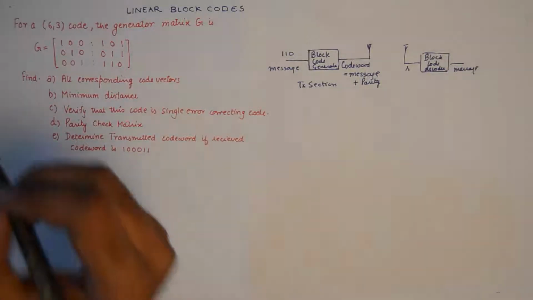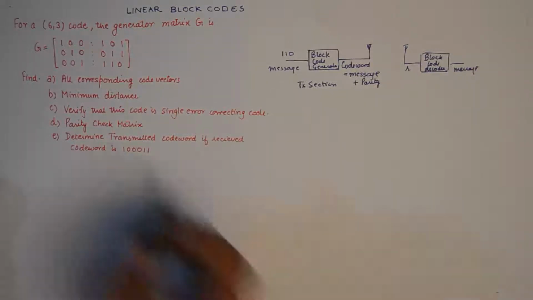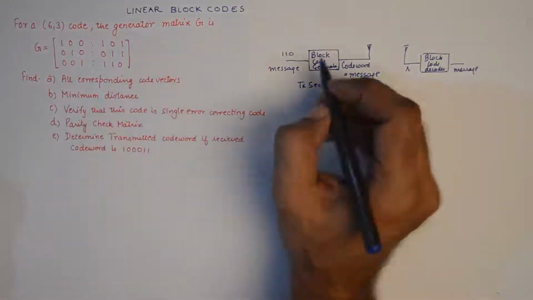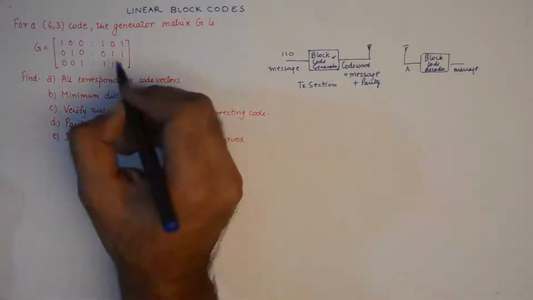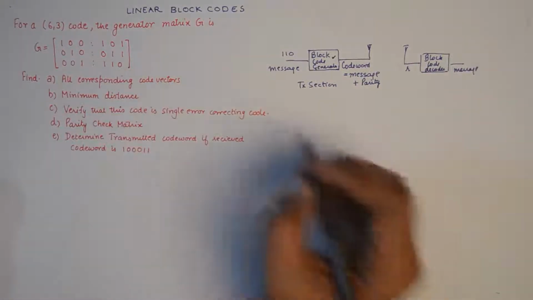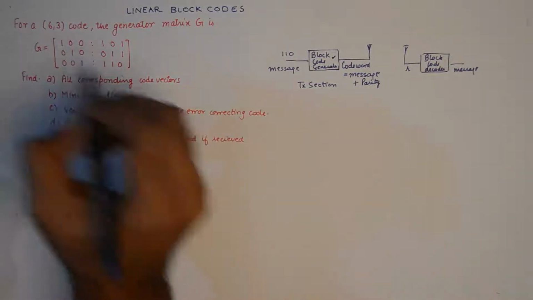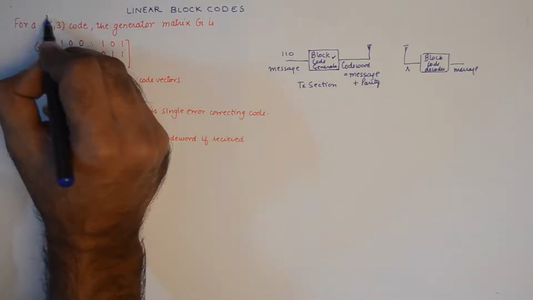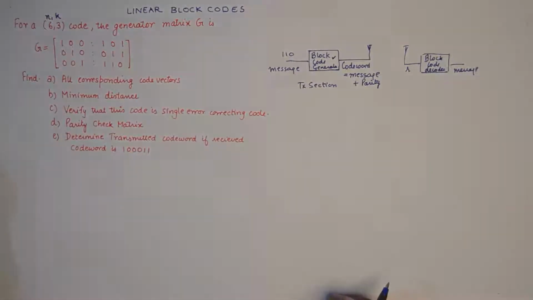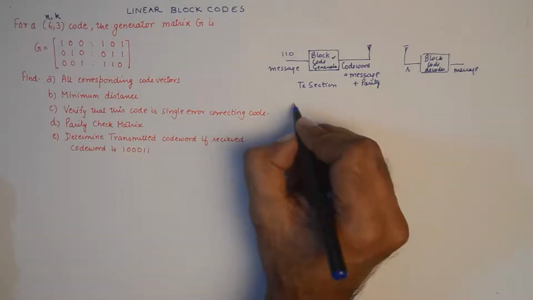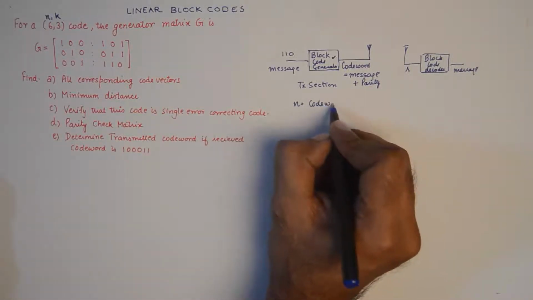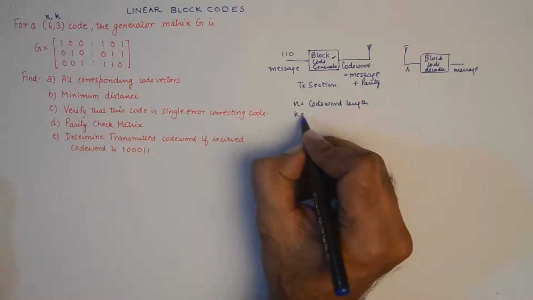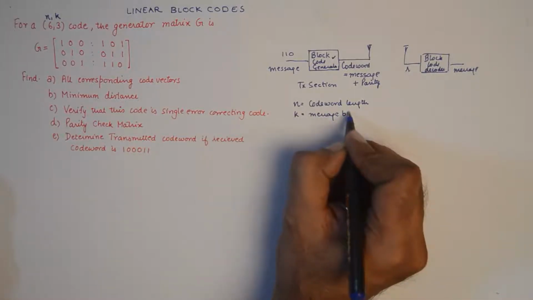For example, if we look at this question, it will be more clear. It says for a 6,3 code, the generator matrix is, of course the generator matrix will be here, which will generate the code word from the message using this generator matrix. But now the fact of the matter is that if you look at this information given in the question, you'll find the values of n and k here. Now in every question you'll find the value of n and k, where n is the code word length and k will be the message bit length.